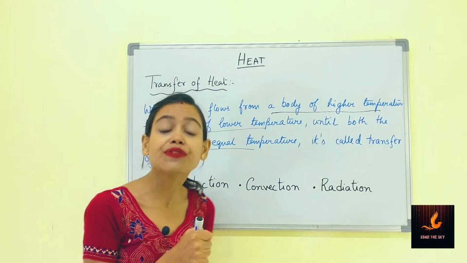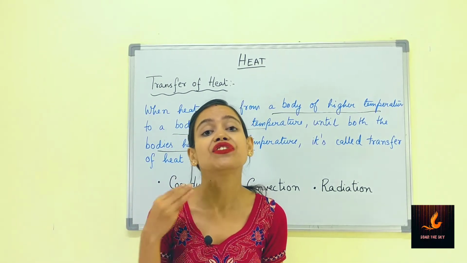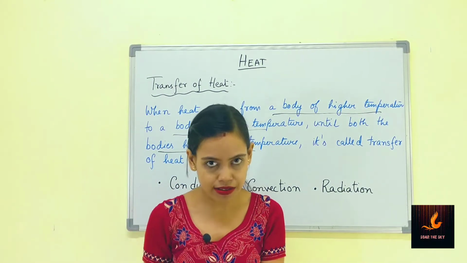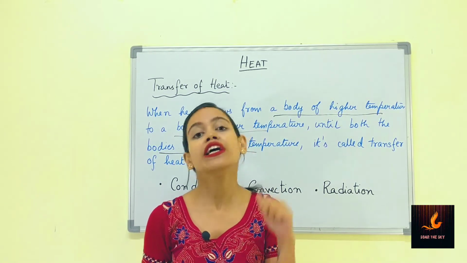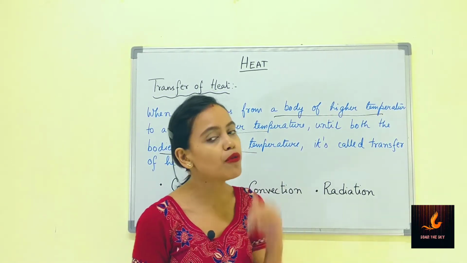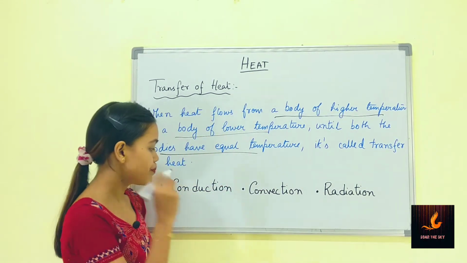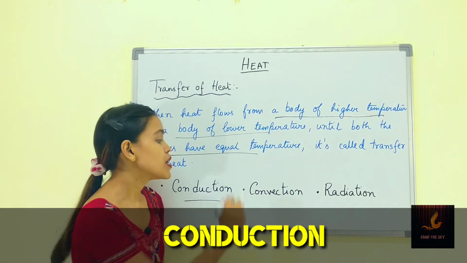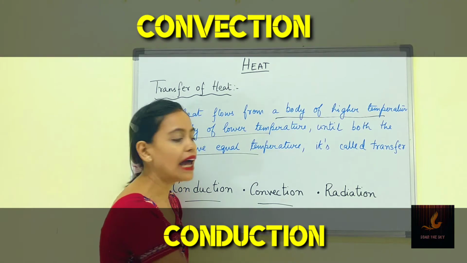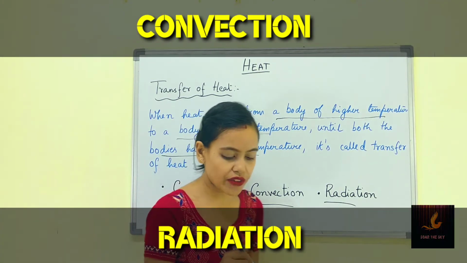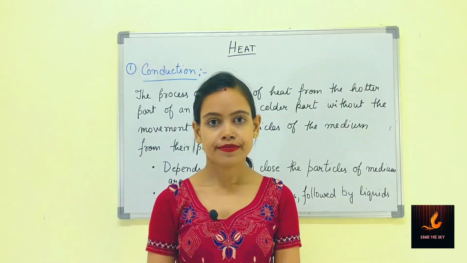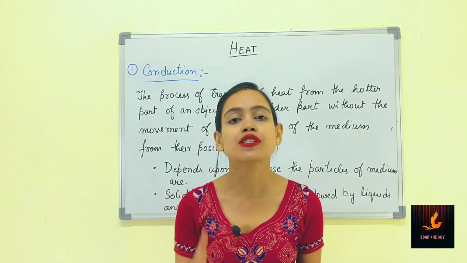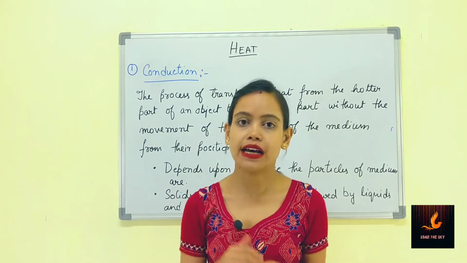Now, the transfer of heat occurs in three basic processes. The three ways by which heat gets transferred from one body to another are number 1, conduction, number 2, convection, and number 3, radiation. We will come into each of these processes in detail. So let's talk about the first process of transfer of heat, that is conduction.